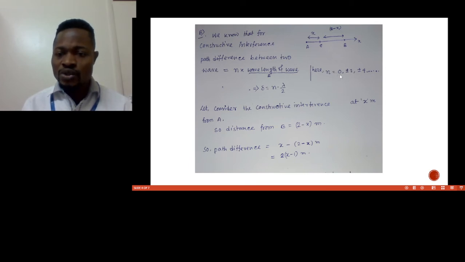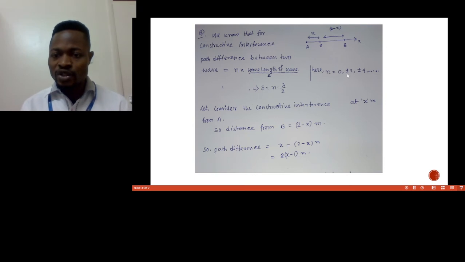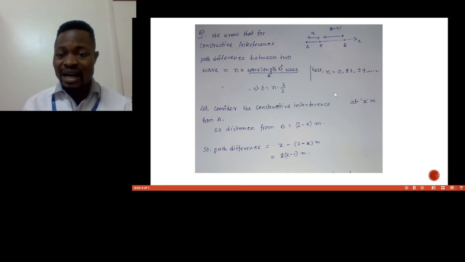N is equal to 0, plus or minus 2, plus or minus 4, plus or minus 6, and others. So they are all even numbers because we are talking about constructive interference. So we are going to be using these even numbers. So the path difference will be given by the number multiplied by lambda divided by 2. Remember, lambda here is the wavelength of the wave, and we already calculated our lambda.